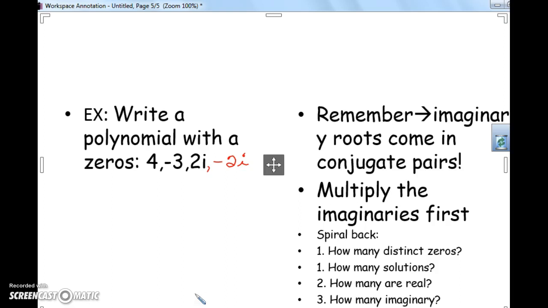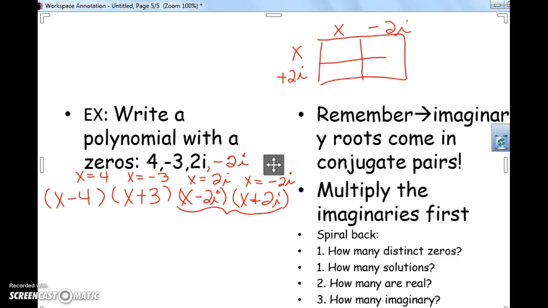Okay? So if we want to write the factors for this thing, first of all, the answers are x is 4, negative 3, 2i, and negative 2i. Let's write all of its factors. X equals 4, what's its factor? FOIL it. And I'll do it up here as well. It doesn't matter either way.